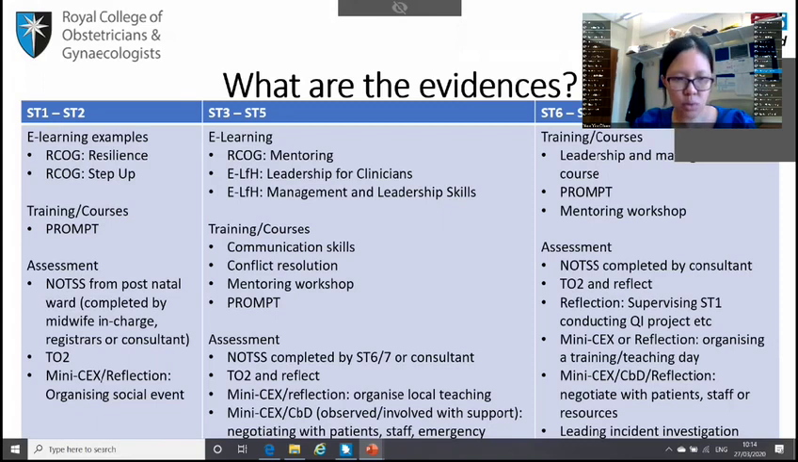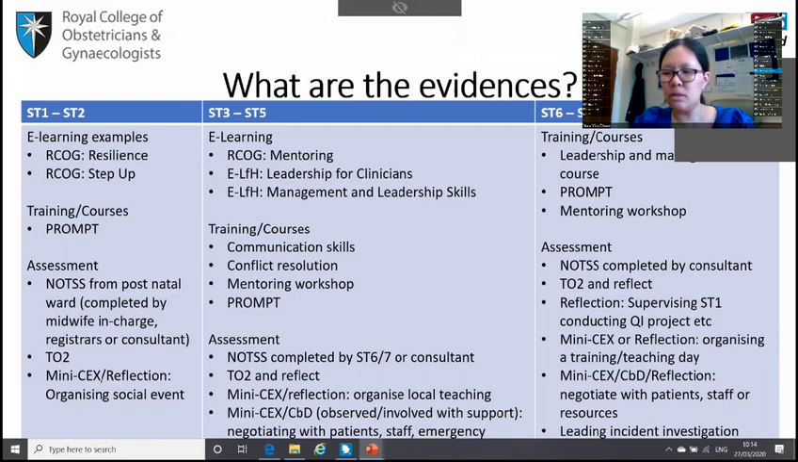For SHOs, you can use it as well, but for something much simpler, a NOTSS assessment observed by your registrar or your consultant as you're doing a post-take ward round, for example. And obviously, the NOTSS assessment for ST6, 7 will be a lot more in terms of how you run the antenatal clinic, how you run labour ward, or how you run the gynae theatre, for example. So there are different levels of things.